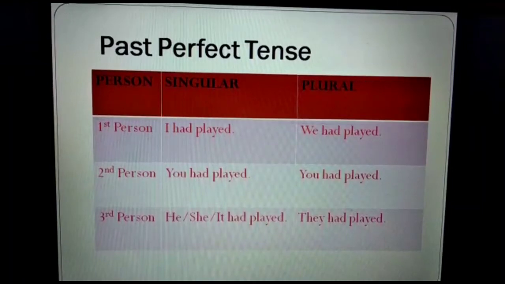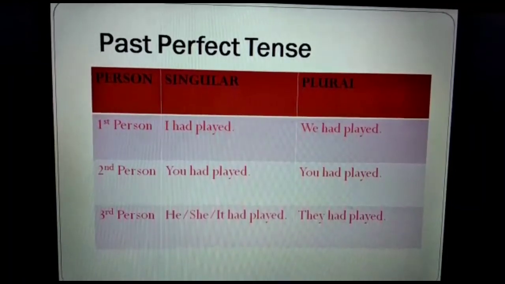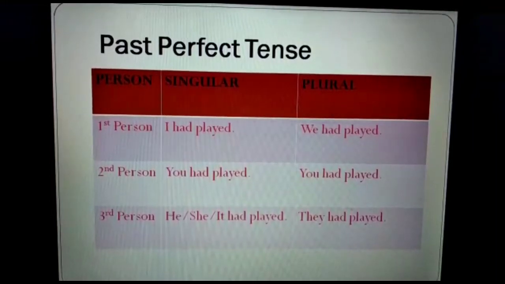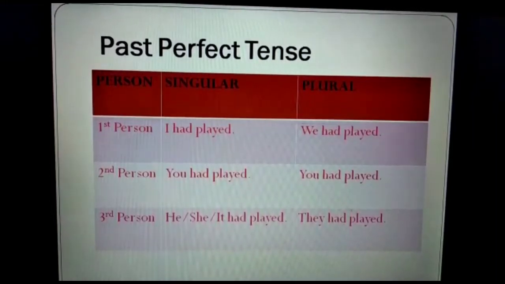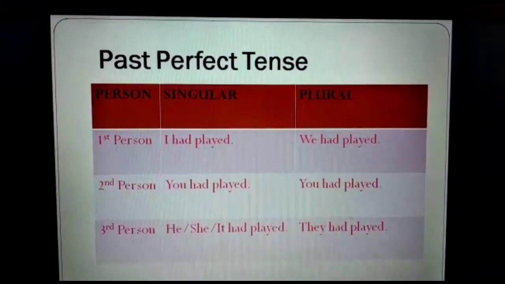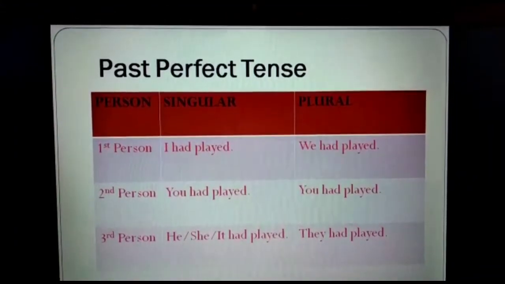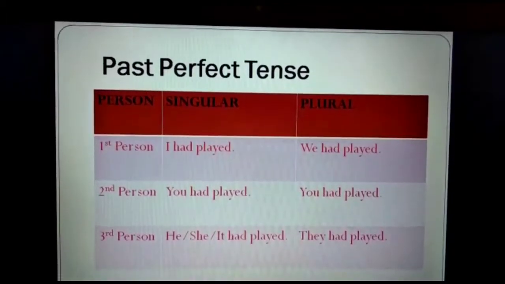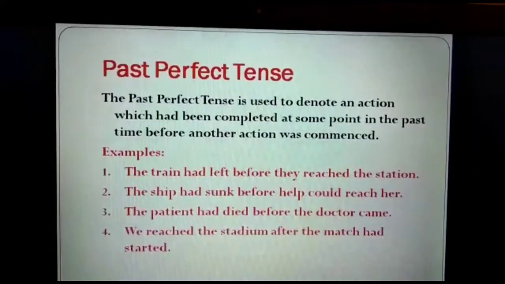The first participle form of the verb has been used, and before that, the auxiliary verb had has been used. So: I had played, we had played, you had played, you had played, he/she/it had played, they had played. This is the form of past perfect tense.